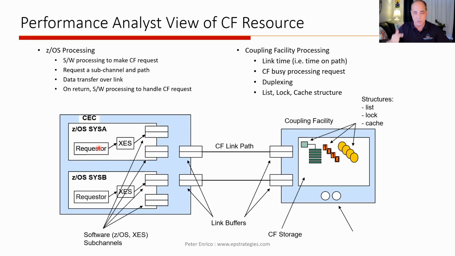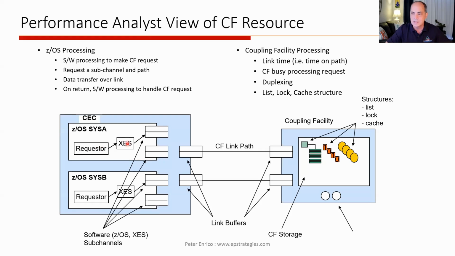How are they making the request, which I'll talk about in a moment, because we have something called synchronous request versus asynchronous request. How many requests are they actually making? Are they just making a few requests? Or are they making millions and millions of requests? And how are they affected, or what workload is affected by poor performance from the coupling facility by the requester?